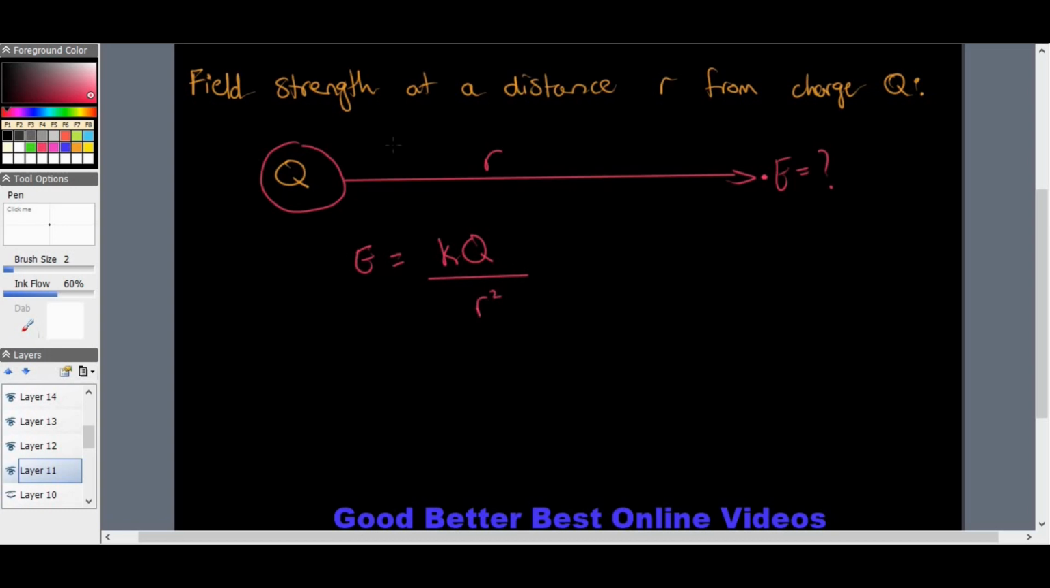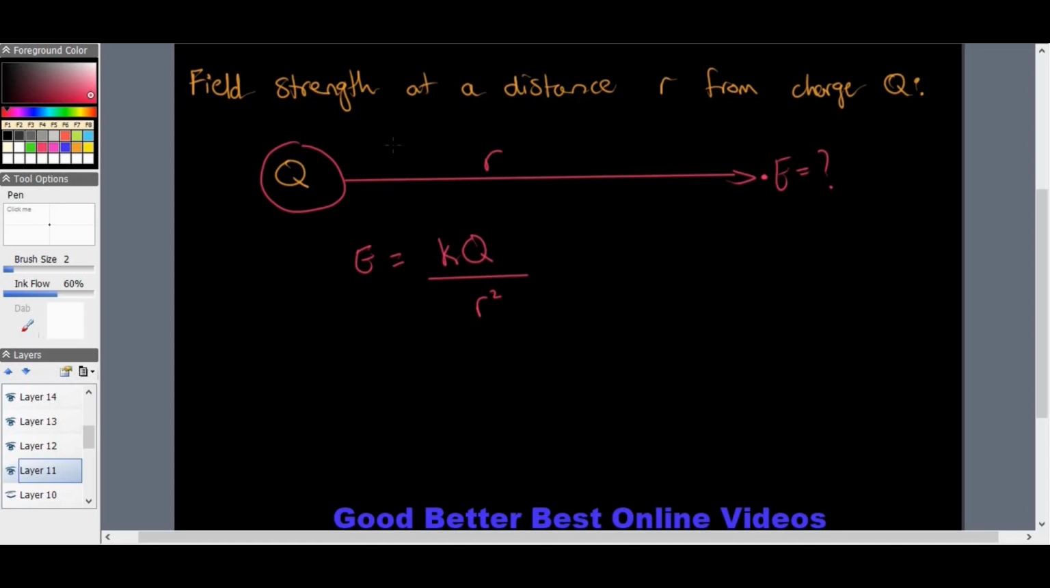Very similar to the Coulomb's law formula. Okay, so Q is still charge measured in coulombs. E is still the electric field strength. R is the distance between Q and the point at which E is calculated. So it's still measured in meters.